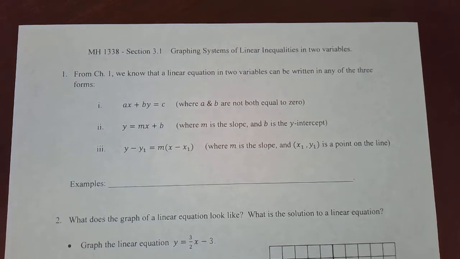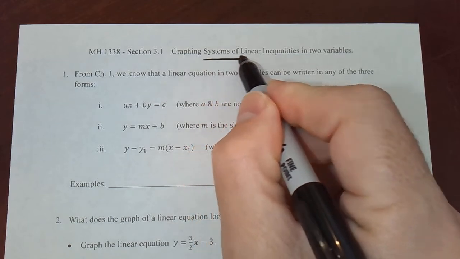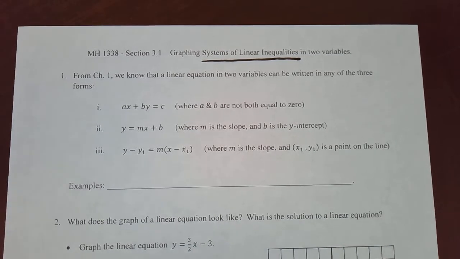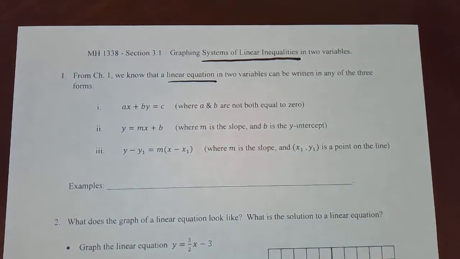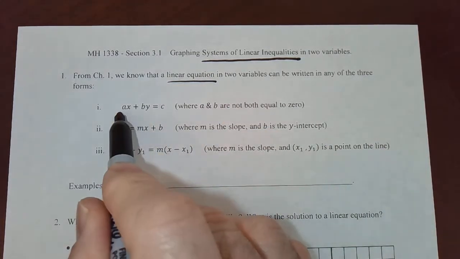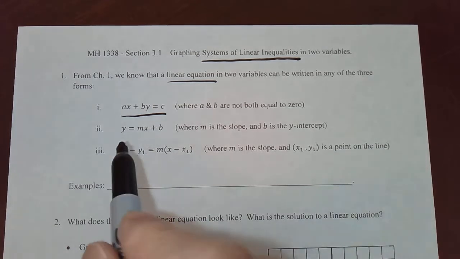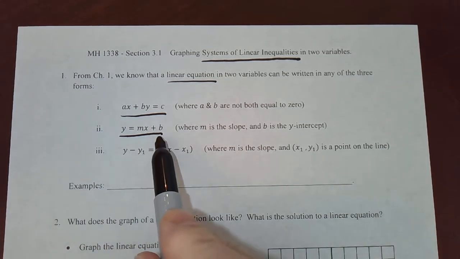Well, now that we've finished our discussion of systems of linear equations, we're going to take a look at systems of linear inequalities. But let's review first. Way back in Chapter 1, we remember that a linear equation can be written in many ways. One of the ways is called the general form, ax plus by equals c. And then the one you mostly remember is slope-intercept form, y equals mx plus b.